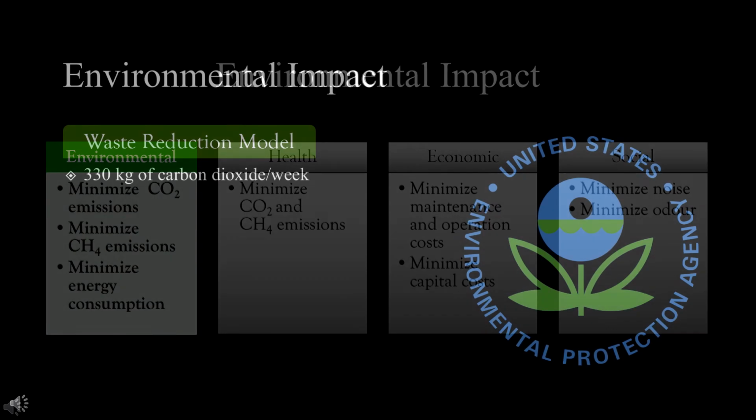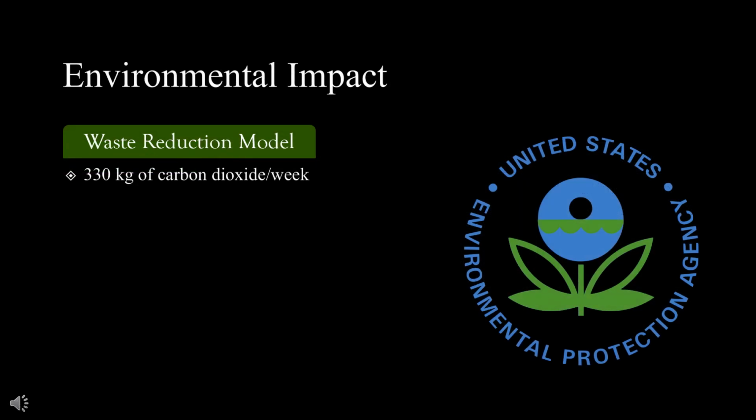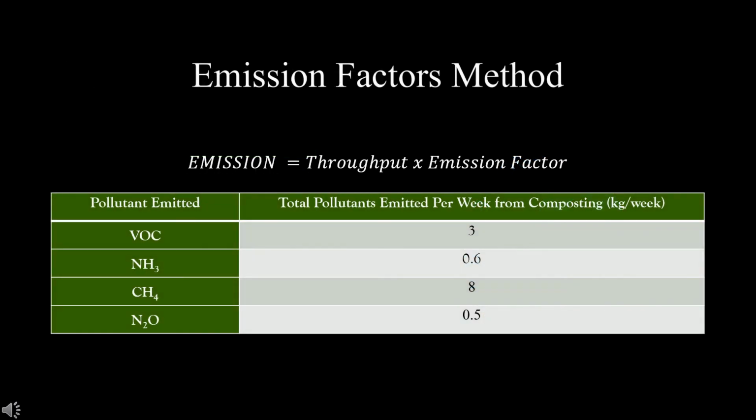environmental impact. The Waste Reduction Model is created by the U.S. Environmental Protection Agency to help predict greenhouse gas emissions of carbon dioxide from waste management practices. In the case of our design for composting, 330 kilograms of carbon dioxide is emitted per week. The model uses emission factors.